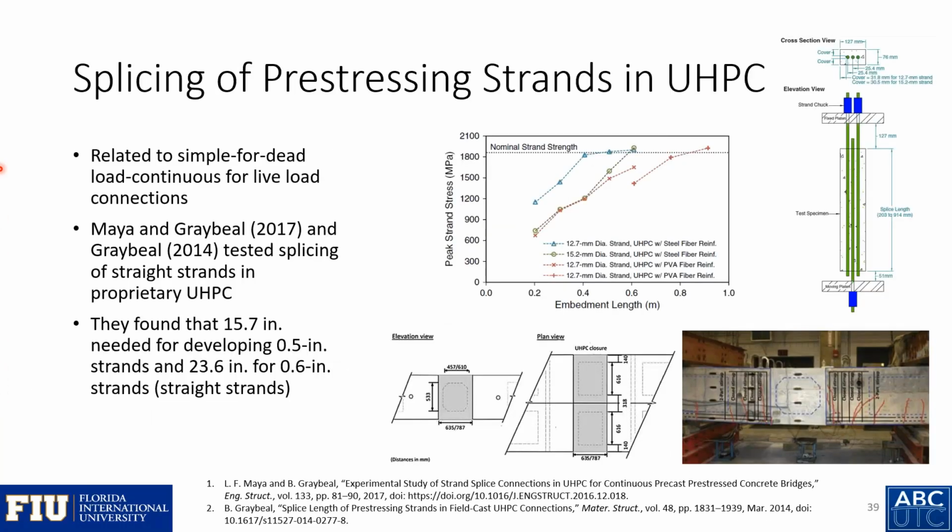I wanted to note that in some applications, such as simple for dead, continuous for live, you may need to splice pre-stressing strands. There's been limited work on this, but Dr. Graybill and FHWA did some testing, and they found that for splicing of pre-stressing strands in UHPC, the development length decreased to about 16 inches, or 15.7 inches, for half-inch strand, and 23.6 inches for 0.6-inch strand. These were straight strand tests.